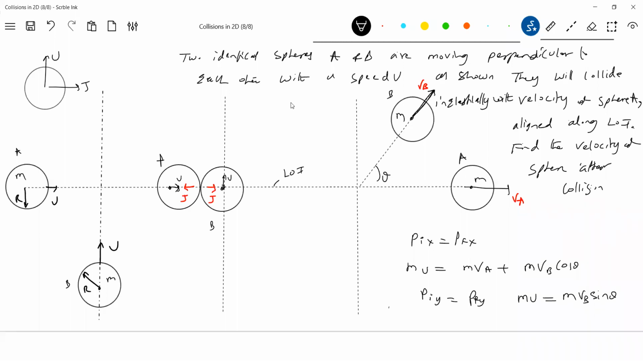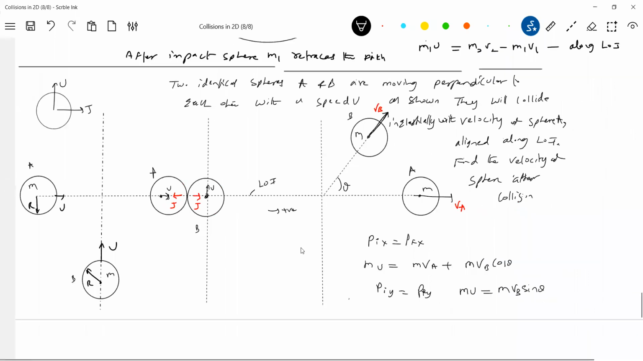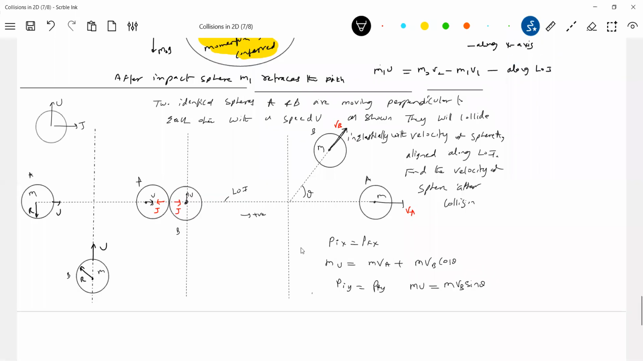Then the coefficient of restitution formula. How to apply that? Along the line of impact only I should apply it, so I'll take this direction as positive. Then applying the coefficient of restitution formula, we get e is equal to the velocity of separation, VB cos theta minus VA, over the velocity of approach, u minus 0.